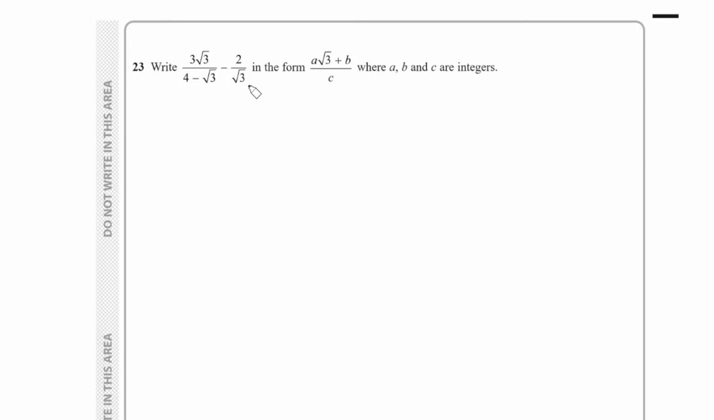So rationalising the denominators, we've got 2 separate fractions with 2 different types of denominators, one that has 2 terms, one that's just 1 term, so that's slightly different, isn't it? So let's just take the first fraction and deal with that first.